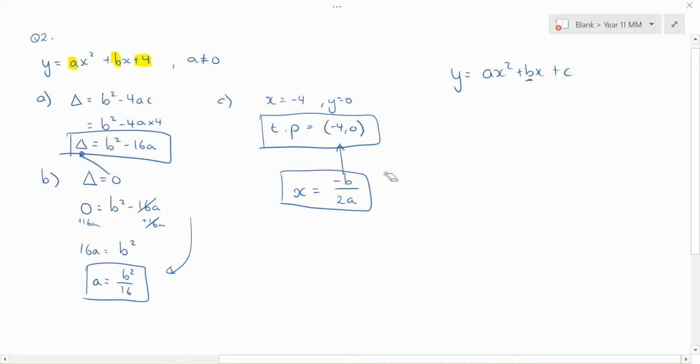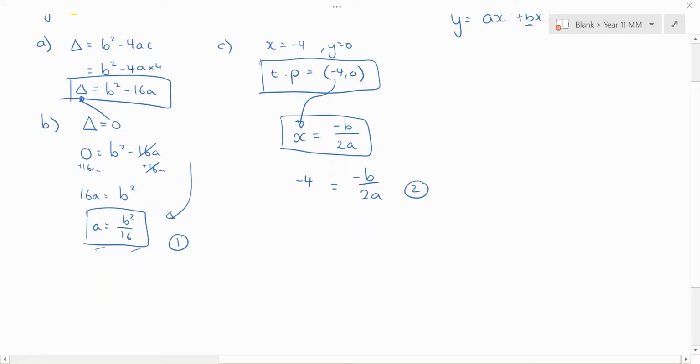This works too. I think you're going to use this formula just because there's an a and a b in this equation and you need an a and a b. So since the x coordinate is equal to negative 4, therefore this will give me negative 4 is equal to negative b over 2a. Now you've got equation 1 and you've got equation 2, so it's likely you'll solve them simultaneously.